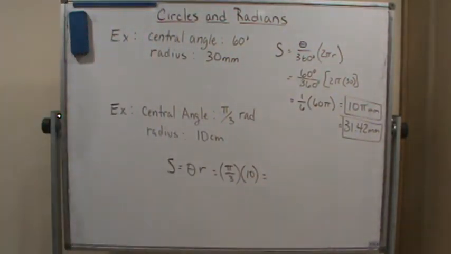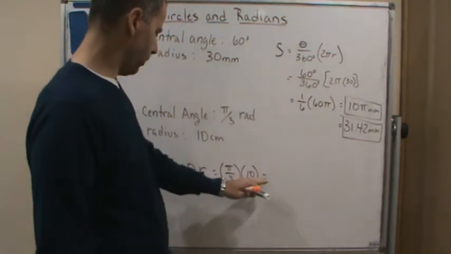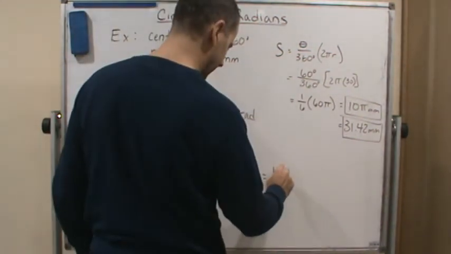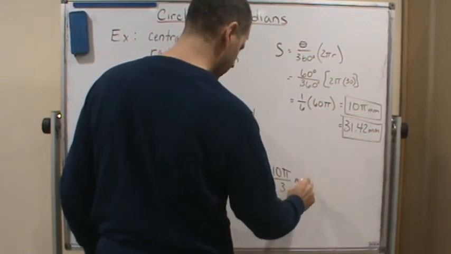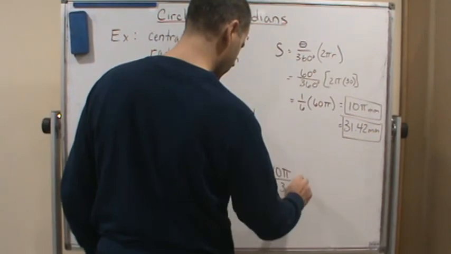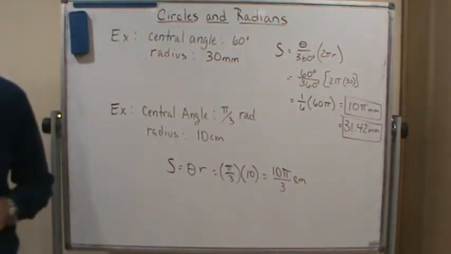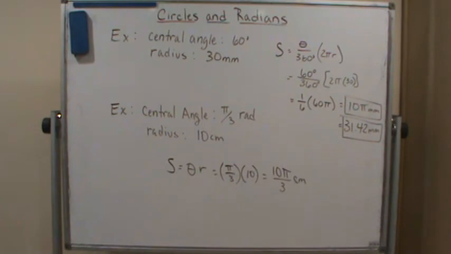Okay? And so what happens here? Well, we multiply, and we're going to get an exact answer of 10 pi over 3 centimeters. Okay, that's the exact answer. Now, if we want to get our answer rounded to the nearest hundredth, then we would put this in our calculator, use the pi key, and we would get 10.47 centimeters.